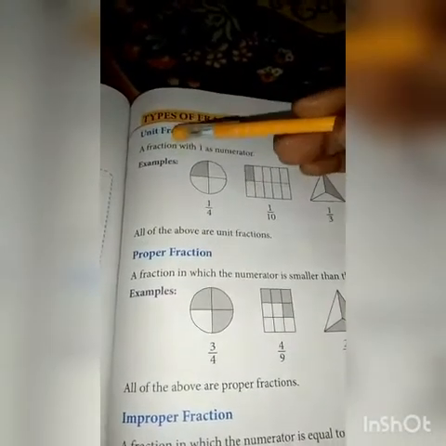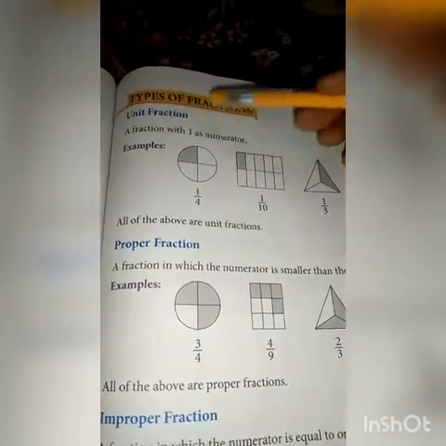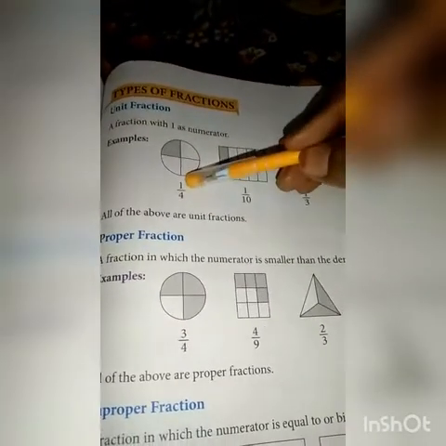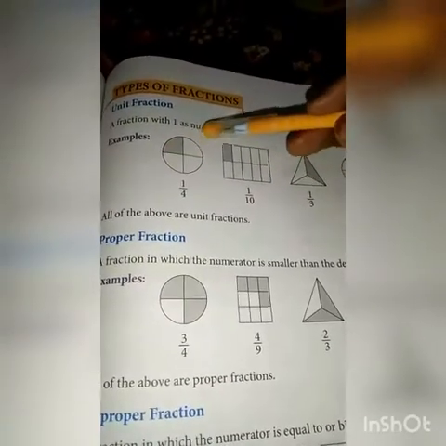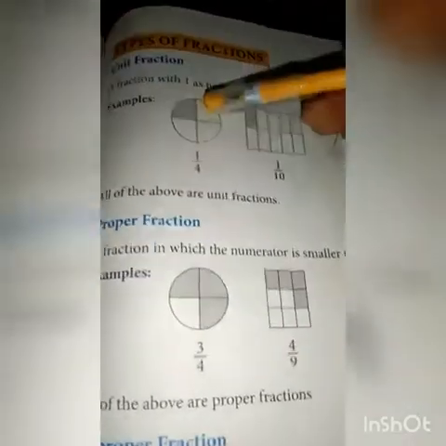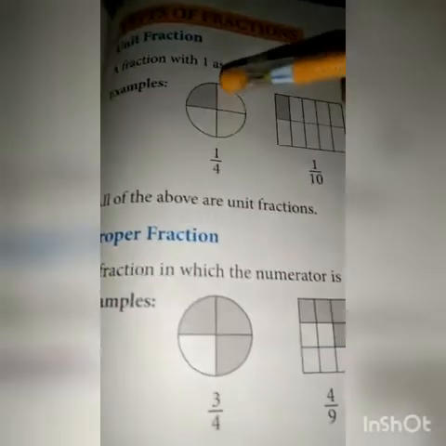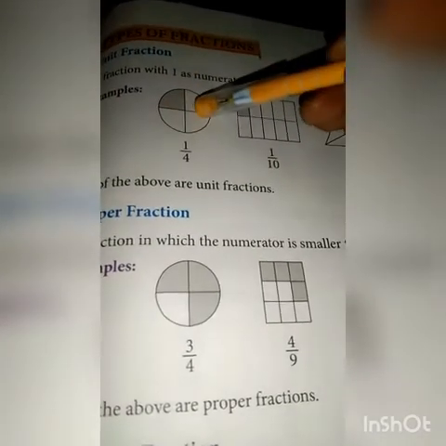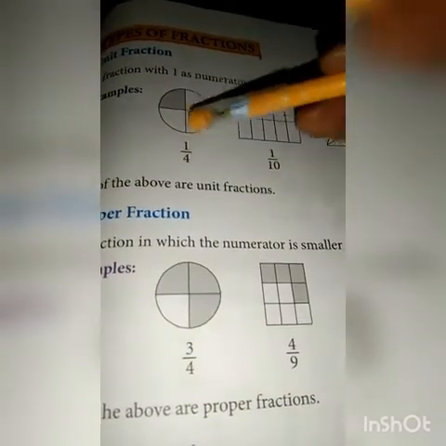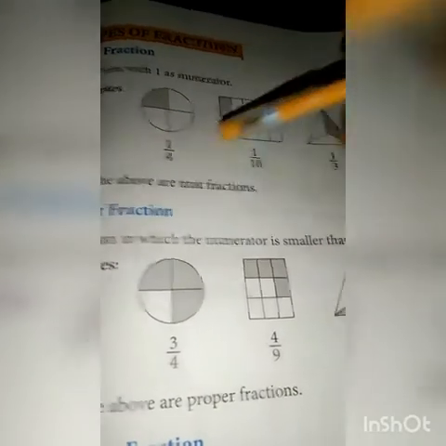First is unit fraction. A fraction with 1 as numerator is known as a unit fraction. Means the fractions which are having 1 as numerator, they all are called unit fractions. For example, here you can see the first diagram is a circle. It is divided into 4 parts and 1 is shaded. So what will be the fraction of this diagram? 1 upon 4. Why 1 upon 4? 1 is the shaded part and 4 are the total parts.